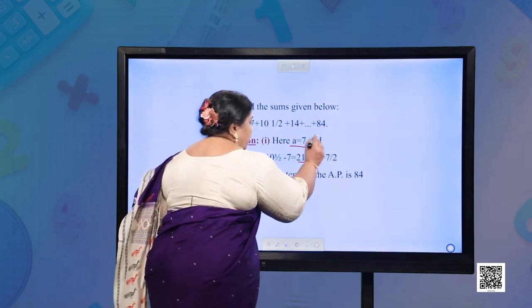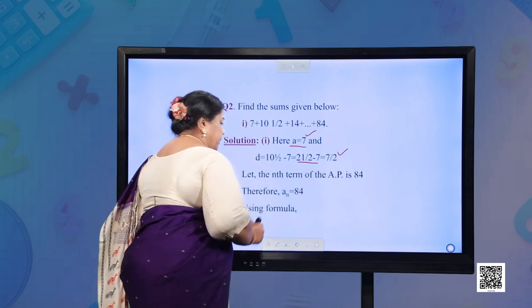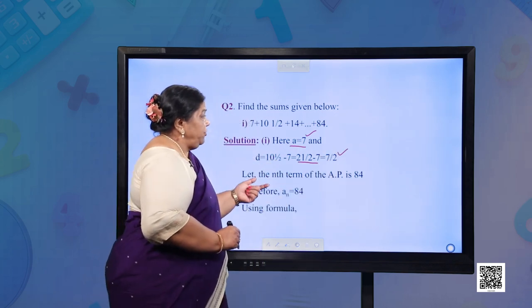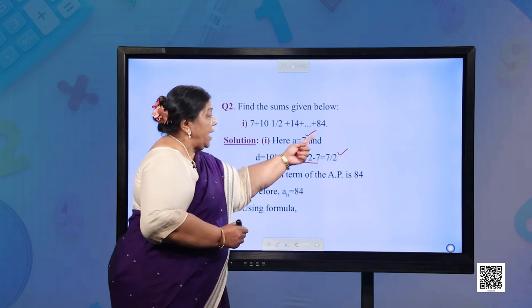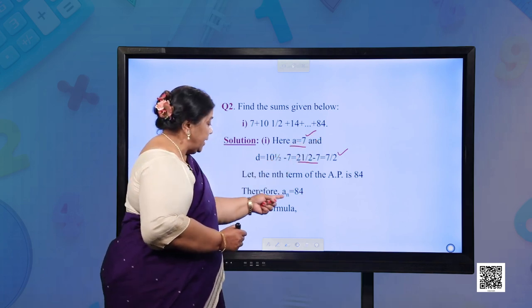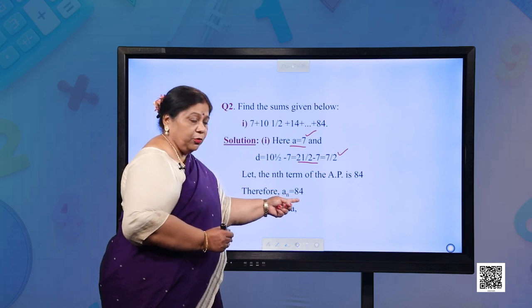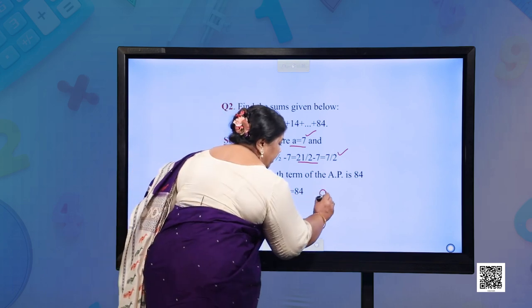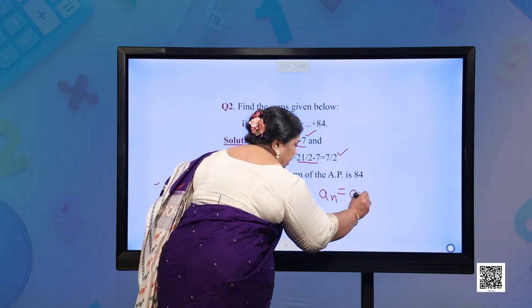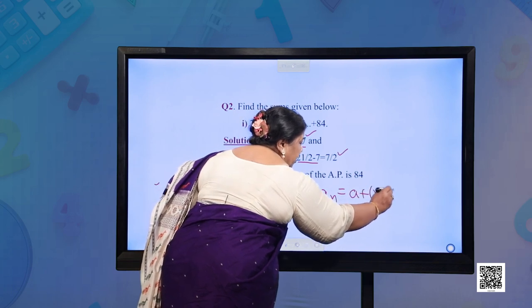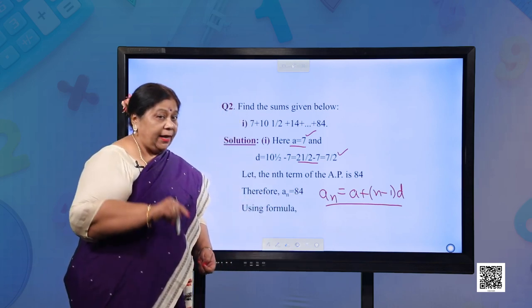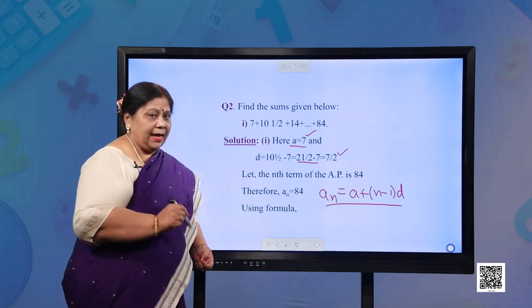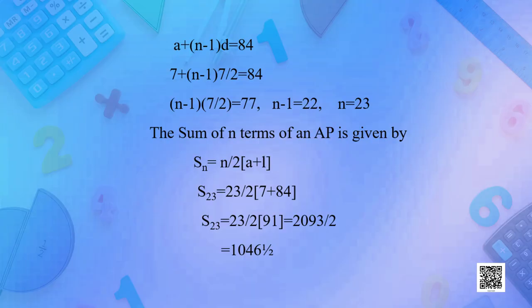So, we know the value of A, we know the value of D. Now, I have to first find out N. For that, I will use last term 84. So, AN is 84. What is the formula to calculate N? It is AN is equal to A plus N minus 1 into D. I will use this and first find out N and then we will calculate Sn. Okay, let us see how.